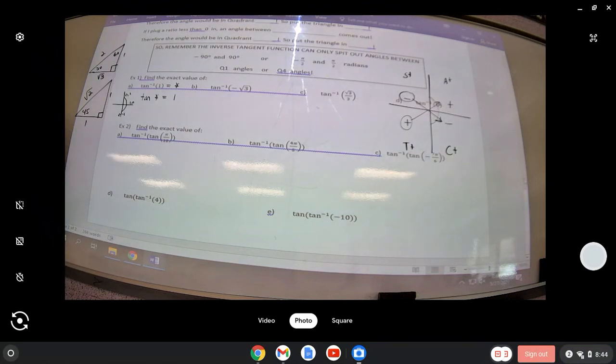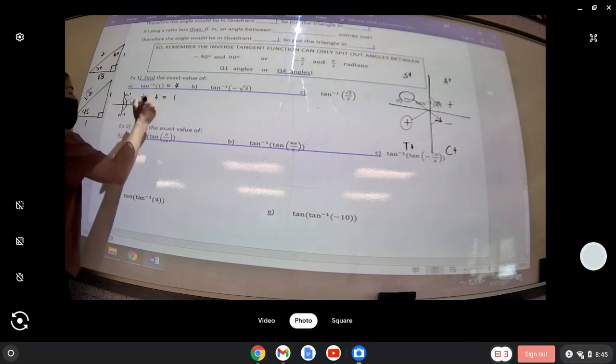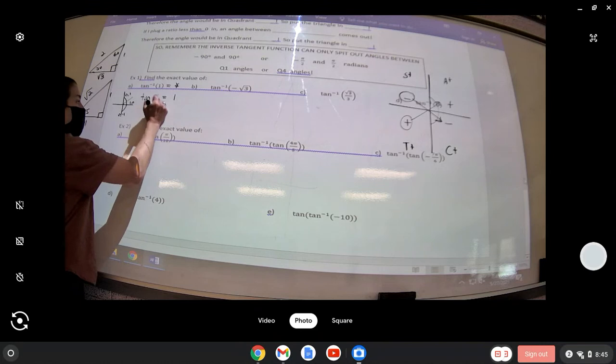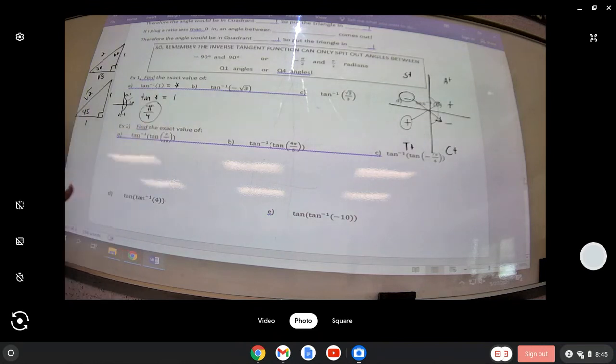Do you remember which tangent, what angle had a tangent of 1? It was our 45 degrees. He had a tangent of 1, which means it's a pi over 4, and it had to land in quadrant 1 if the ratio was positive. So what multiple of pi over 4 landed in quadrant 1? Pi over 4. The answer to this question is pi over 4. It's a 45-degree angle.